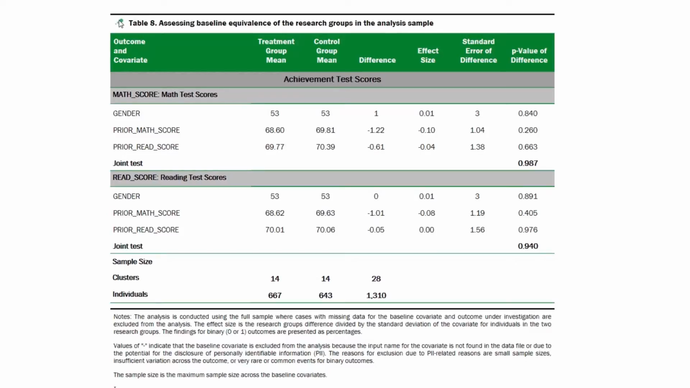By default, RCTS uses a 5% significance level, but that value can be changed using program options. As you can see in our example, none of the differences are statistically significant, suggesting that the treatment and control groups are balanced. In addition, RCTS conducts a joint test of significance across all the baseline variables considered together, which are not significant in our example.